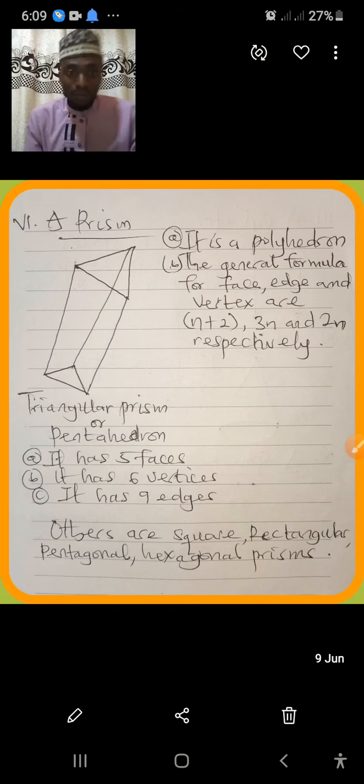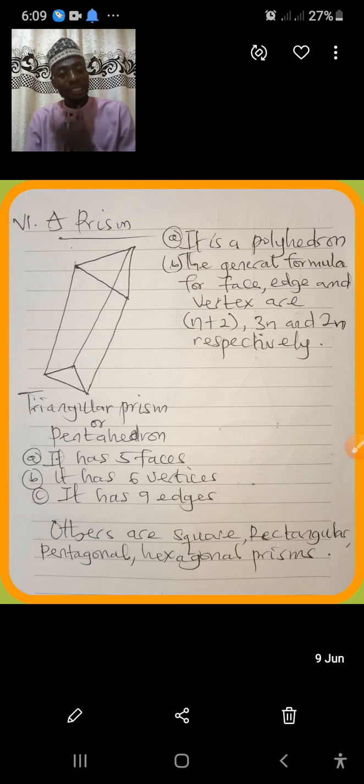So prism. A prism is a polyhedron. And I told you prism and pyramid, they are polyhedrons. They have different faces. You look at this one. This one has plenty of faces. So this one is 5 faces. The general formula for face, edge, and vertex are n plus 2, 3n, and 2n respectively.